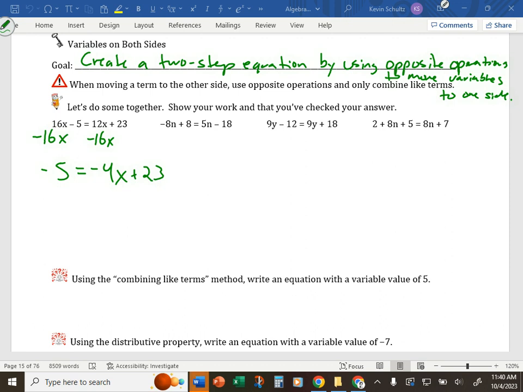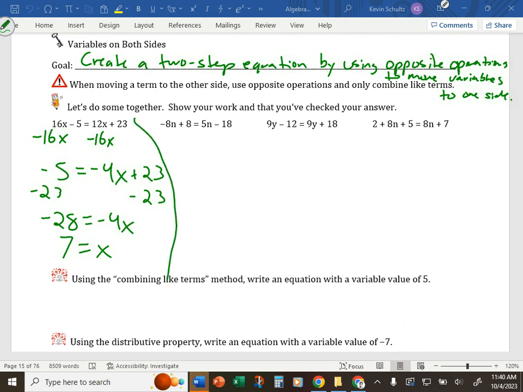You'll find you'll get the same answer, because your process for solving this now is subtracting 23 from both sides, which gives you negative 28 equals negative 4x. Christopher, what's negative 28 divided by negative 4? 7. So you get the same answer either way. It doesn't matter which side you move the variables to, you will get the same result as long as you do the algebra correctly. Other questions on this? Okay, let's look at the next one.